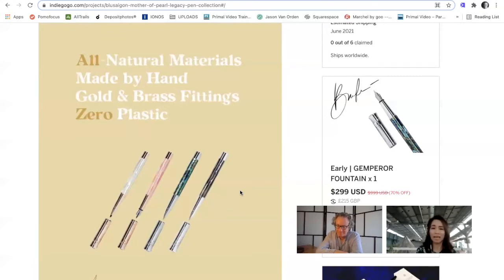We made it by hand. And this is 24K gold, white gold or rose gold. And inside is brass, and we plated it with gold. And it's zero plastic.